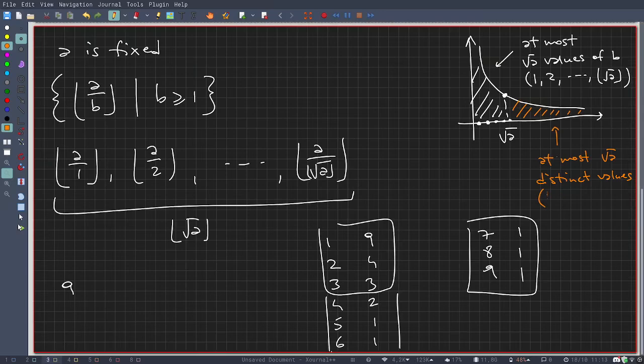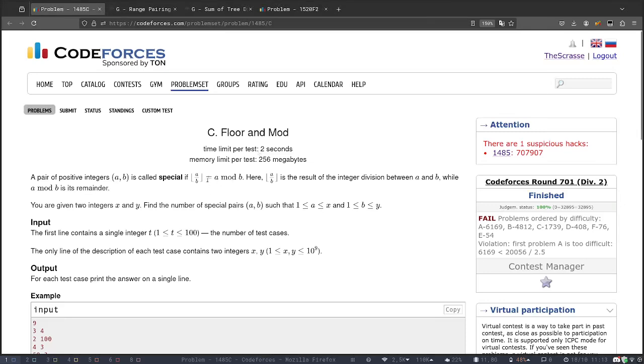Because yeah, B is less than or equal to square root of A. Okay, anyway, so in this particular problem we could just choose A, and then there are square root of A values of the floor, and try to do something here, but it's still too slow.